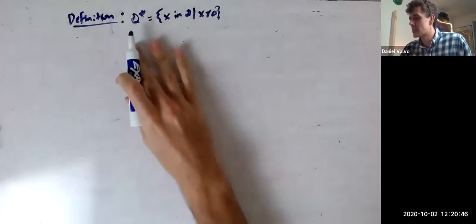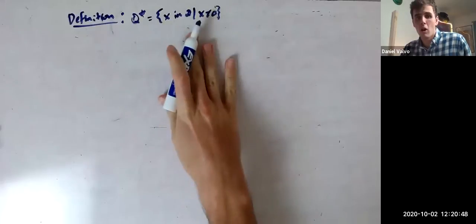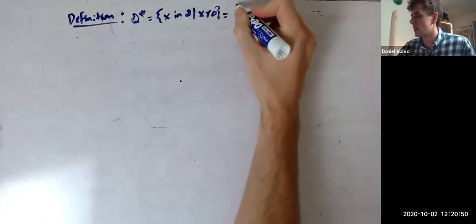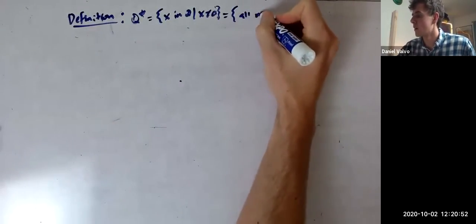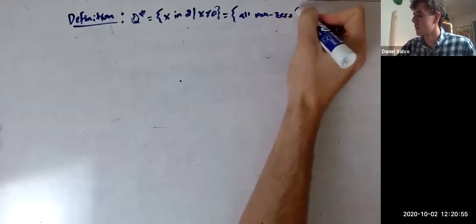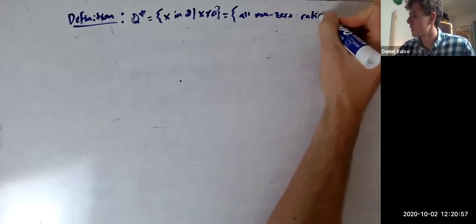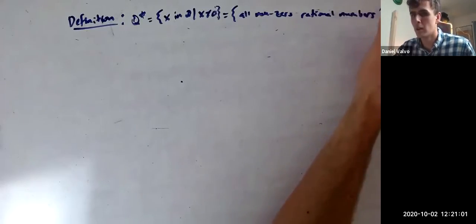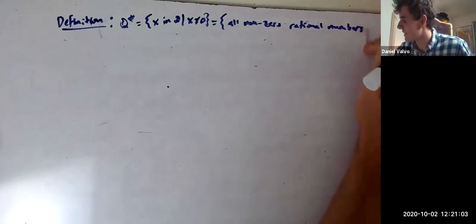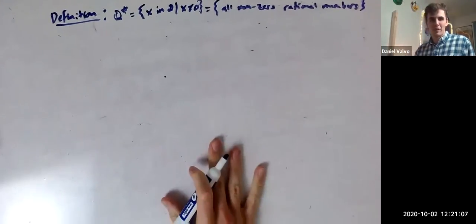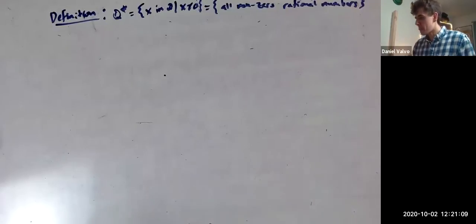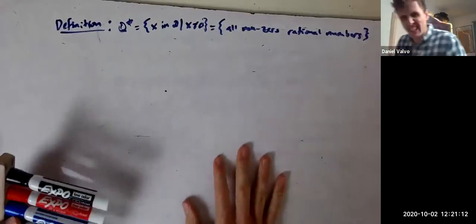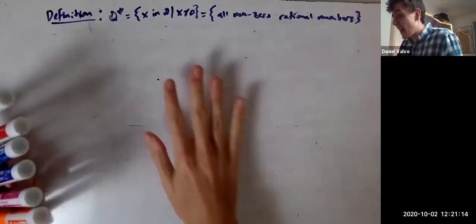So the point is, this is Q star, all the rational numbers, not 0. And I'm going to write this: all non-zero rational numbers. And I want a curly bracket there, not a parenthesis. There we go. Then we're going to line it up. So we have the definition here.